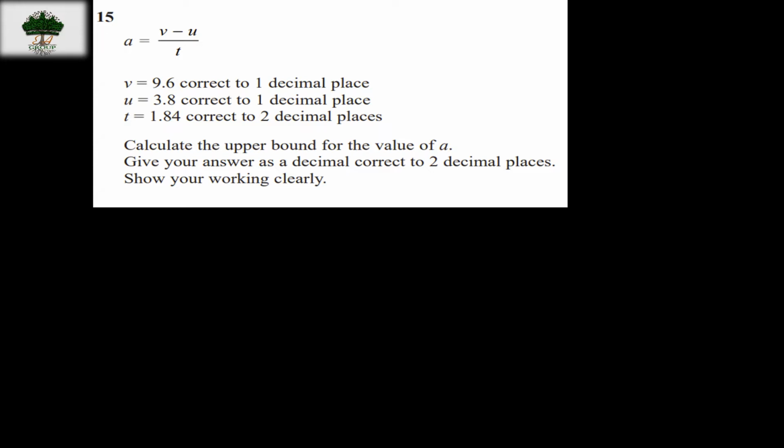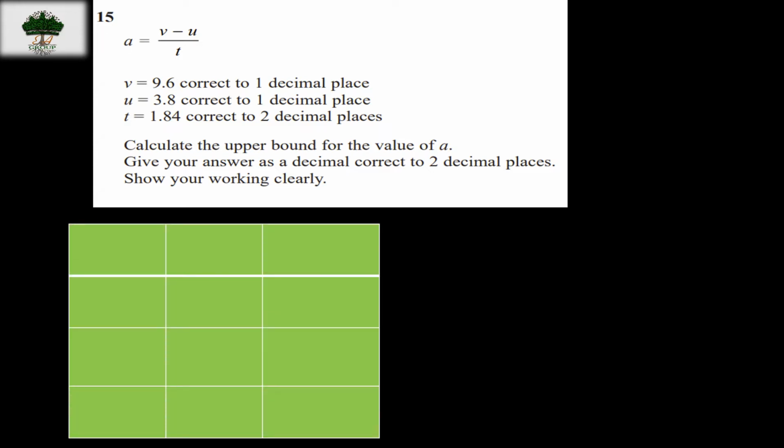All right, so to solve this question, I will create this table. I'll show in this table the letter and the lower and the upper bound for each letter. So here we have three letters, V, U, and T. Now, the lower bound for each letter: for V and U, we will subtract 0.05. So for V, 9.55 and for U, 3.75. But for T, we will subtract 0.005 from T, so it will be 1.3835.